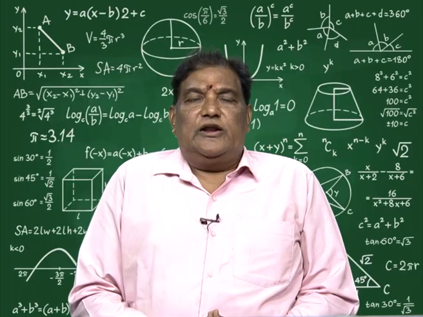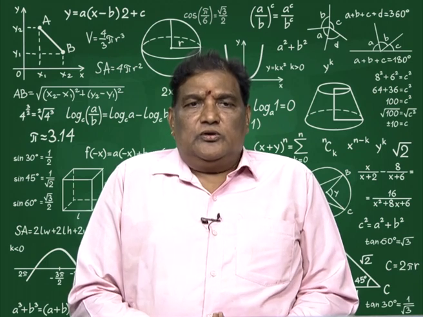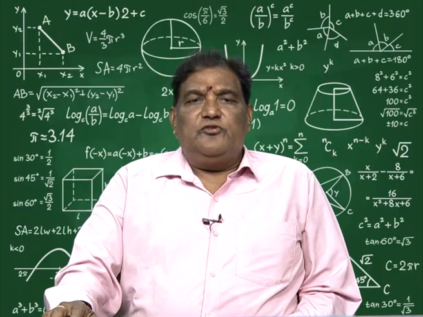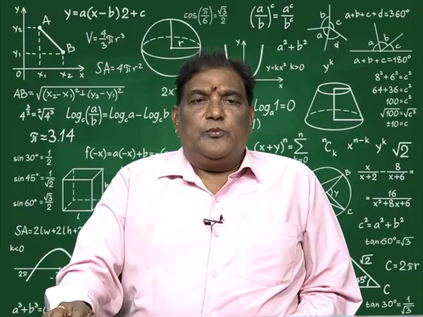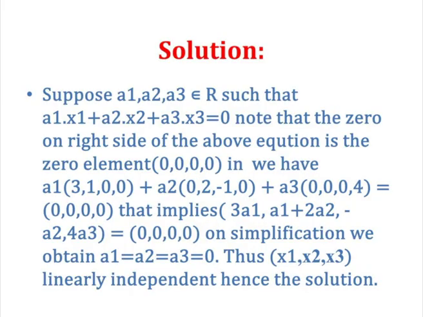Working rule is generally we need to do a1 x1 plus a2 x2 plus a3 x3 equal to 0. So, if you get all a1, a2, a3 zeros, then we will say the given problem is linearly independent in the vector space. So, solution you will see.